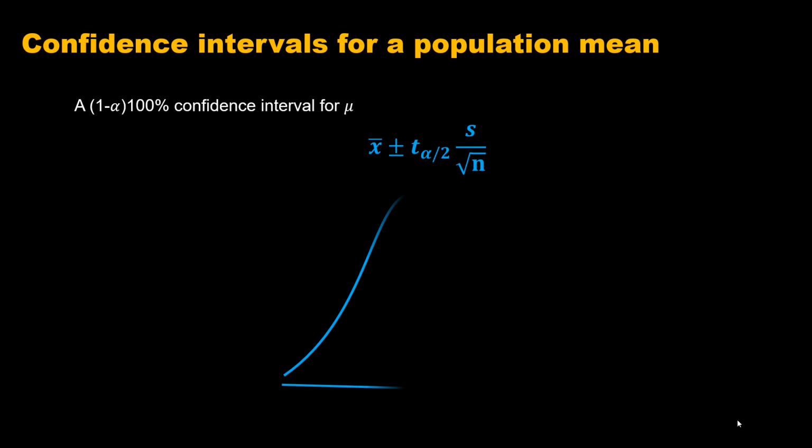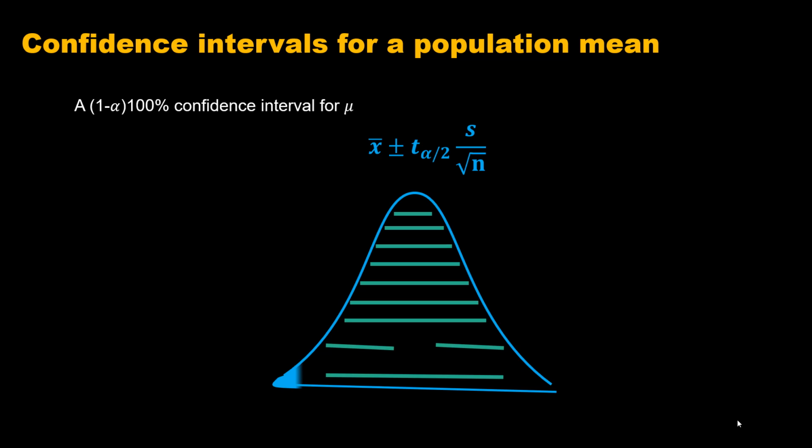Let me explain. This is the T curve. It is also symmetric and bell-shaped, and we consider 1 minus alpha in the middle and alpha over 2 at the corners as we discussed before for the Z. But here we have T star. It is not Z. So to find the T star, we need to use a T table.